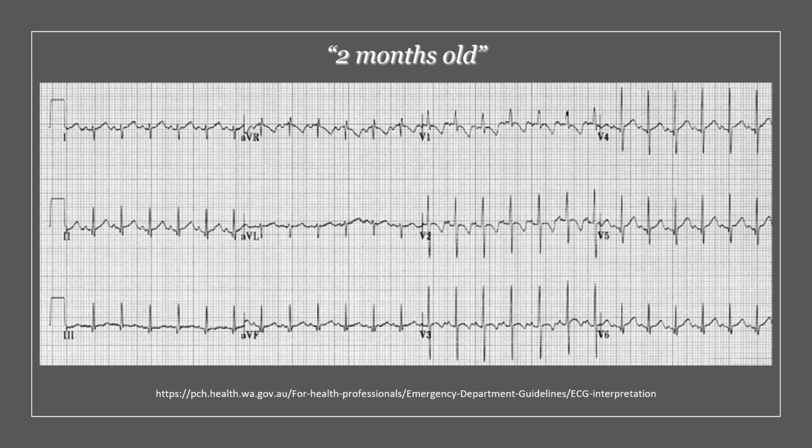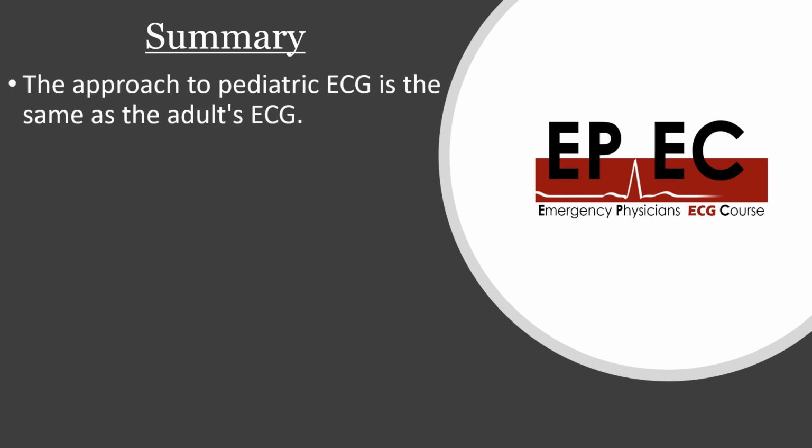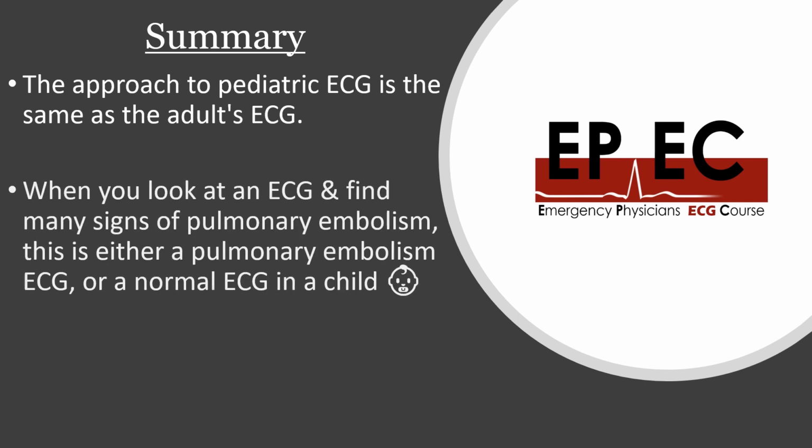But if you know that this is actually a 2-month-old, that means simply that this is all normal. This child has got a thicker right ventricle, but not for a pathological reason. It is simply because he's still too young and the right ventricle is still the dominant ventricle. So this ECG is completely fine from the age point of view if it's for a 2-month-old. So in summary, we've talked about an approach to pediatric ECG, and the approach is exactly the same as the adult one. When you look at an ECG and find many signs of pulmonary embolism, this is either a pulmonary embolism case or this is just a normal ECG if we're talking about a child.